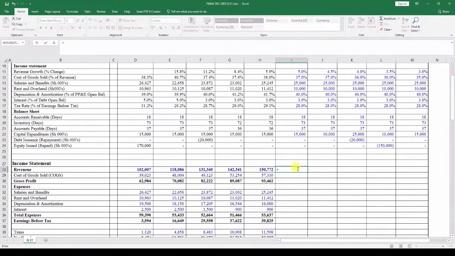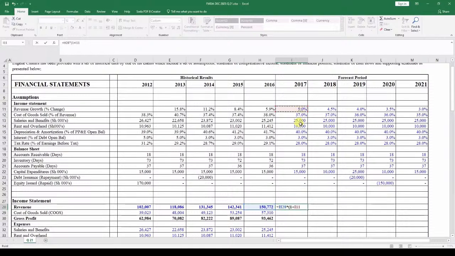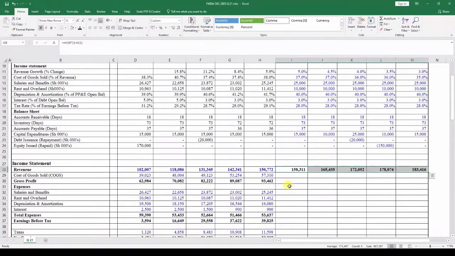So the first thing is to link it with that, and then we multiply by that factor 1 plus now this growth rate right over here, and we close the bracket so that now the formula can be complete. You can see in 2017 we expect it to be like that. So we drag it, Control R, and it picks the formula like that.